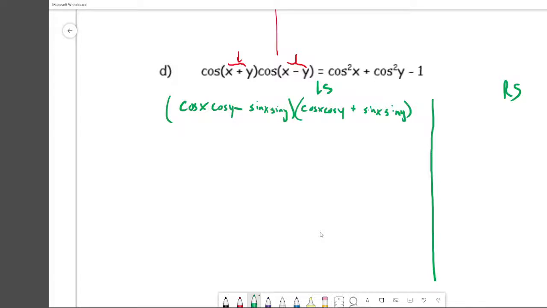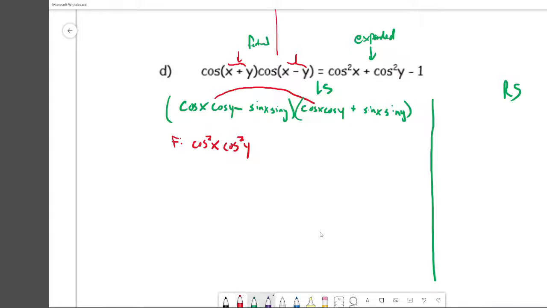Now, when I'm looking at this, what I have to do is FOIL it, right? Because if you look at this term, everything's expanded, whereas this one is factored, or multiplied. So I'm going to want to FOIL. So again, first times first would be this times this. So you get cos x times cos x, which is cos squared x. Then you get cos y times cos y, which is cos squared y.